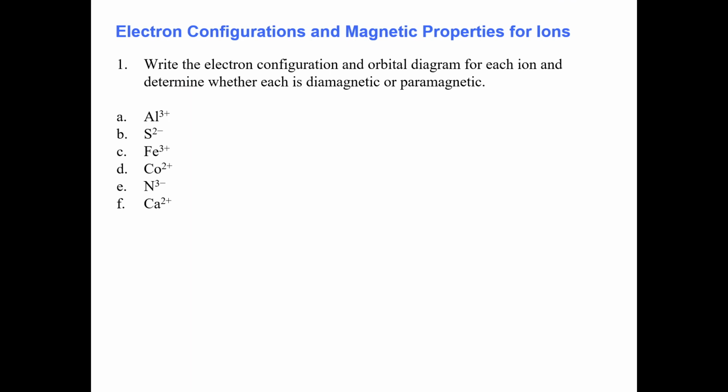Now you have to figure out which of these are diamagnetic and which are paramagnetic. You have to write out the electron configurations first and then draw the orbital diagrams for all of them. So please press pause, take the time to work all of this out by yourself, and when you're ready for the answer, click play.